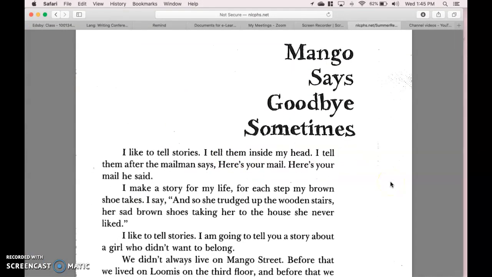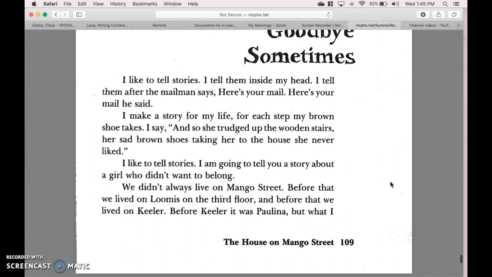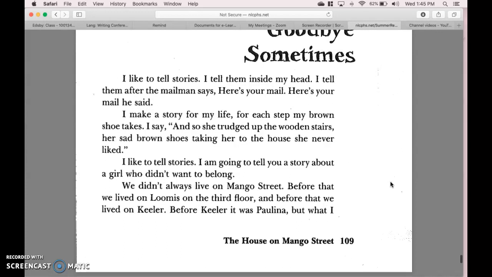Vignette number 44. Mango says goodbye sometimes. I like to tell stories. I tell them inside my head. I tell them after the mailman says, "Here's your mail, here's your mail," he said. I make a story for my life, for each step my brown shoes take. I say, and so she trudged up the wooden stairs, her sad brown shoes taking her to the house she never liked. I like to tell stories. I'm going to tell you a story about a girl who didn't want to belong.